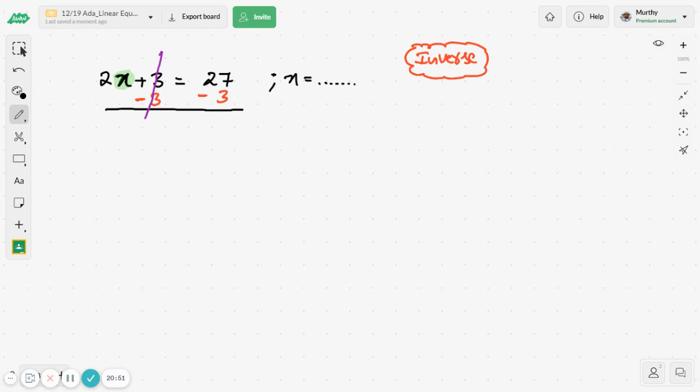So then I get x. Is it x or 2x? 2x equals 24. And then isolate this. Okay, how to do that? Divide by 2. Divide by 2. Okay. X equals 12. Awesome.